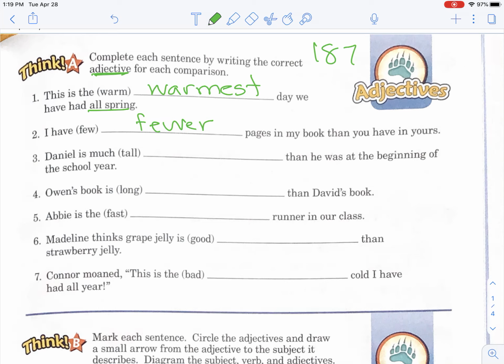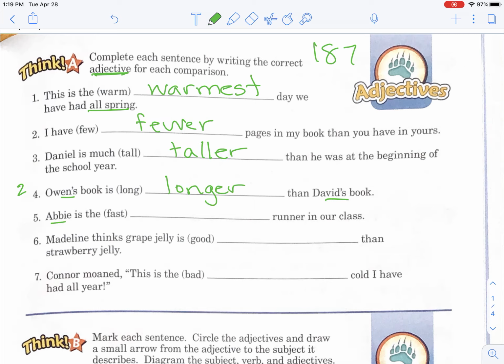Okay, Daniel is much taller than he was in the beginning of the school year. So he is comparing himself to just one other person, which is himself earlier in the year. So he's not the tallest, he's just taller than he was earlier. Taller. Okay, Owen's book is longer or longest than David's book? It's just Owen's book and David's book, so just two, remember? If it's just two things, it's longer. The comparison is longer.